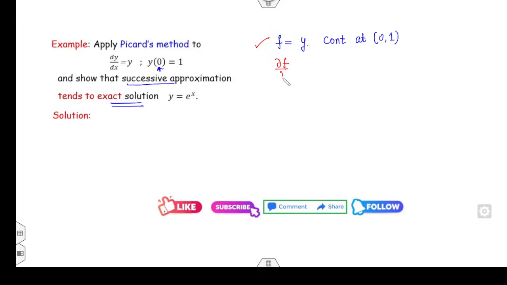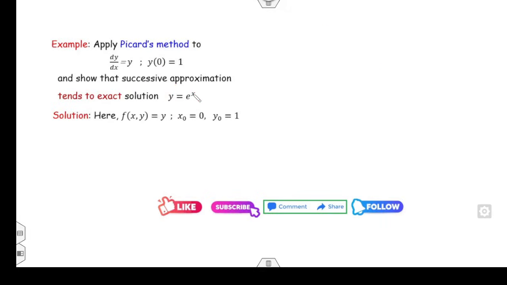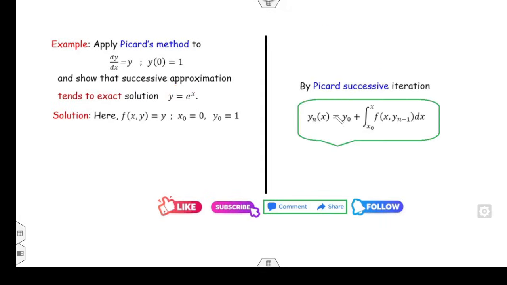What is the partial derivative with respect to y? Which is 1, which is also continuous. So therefore, whatever Picard's iteration you obtain will converge to the unique solution. And he said the unique solution is e raised to power x. So let's start with the given function. We can apply Picard's method.